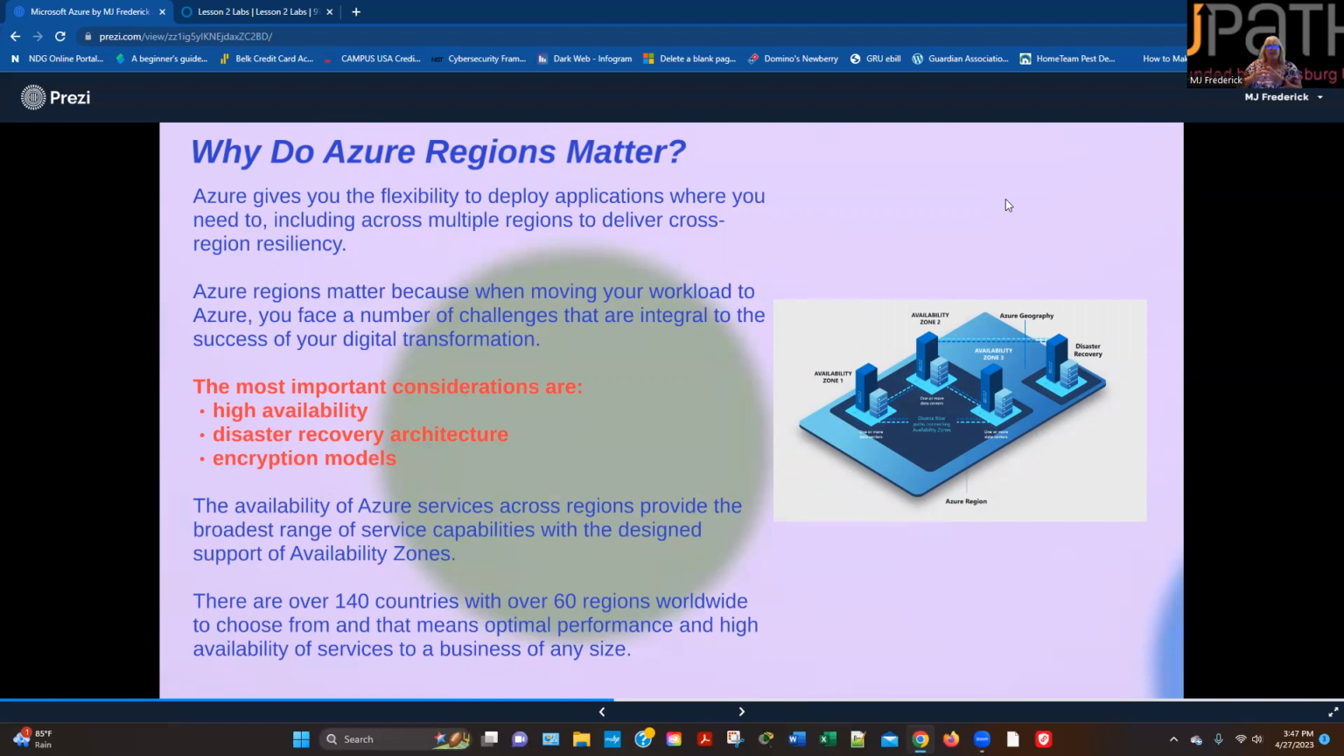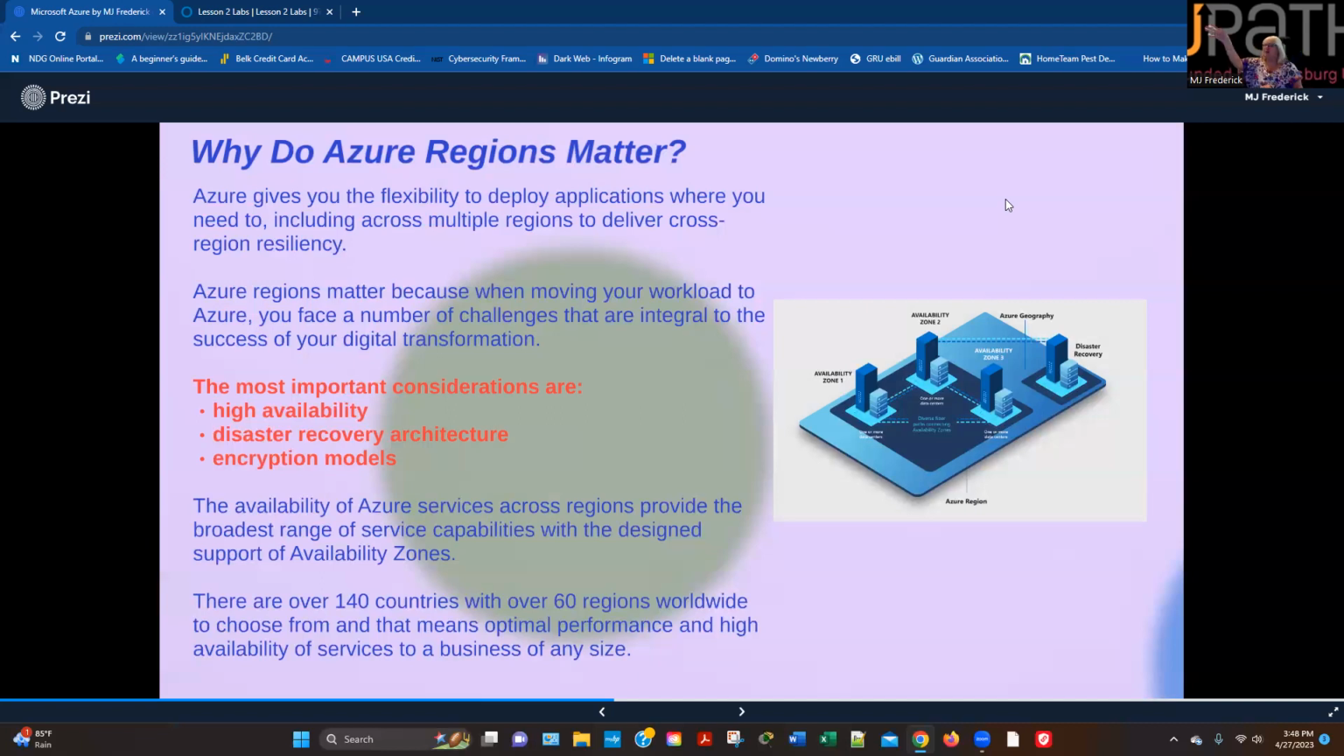The availability of the Azure services across these regions provides the broadest range of service capabilities designed in order to support those availability zones. You've got your regions and your zones, right? There are over 140 countries with over 60 regions worldwide to choose from. And that means optimal performance, high availability to your business, no matter what size it is. So you see, we're talking 140 countries. That's vast. And then thinking about all the regions within those locations, you should never have a problem.